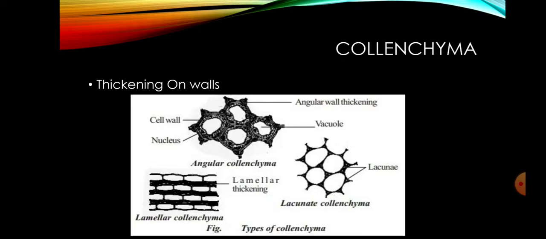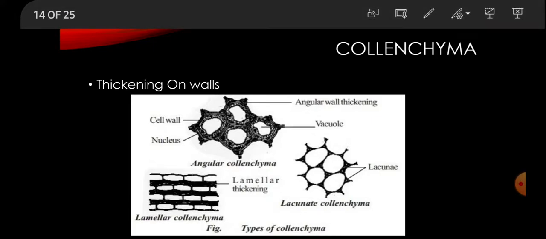Now, the thickenings of collenchyma are of many types. The first one is angular. Second is lamellar, and third is lacunar. Now, in this picture, in angular collenchyma, the thickenings are present at the angles. See, the vacuole space is minimized, and the thickenings are hard, and more thickenings are present.